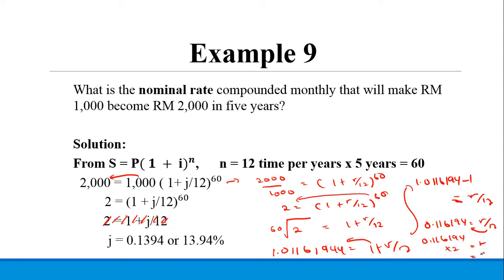So you get that R equal to 11914 multiplied with 12. You get that 1.3943. Is it true?